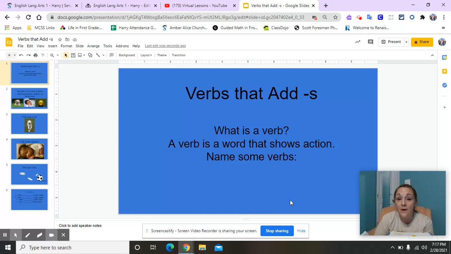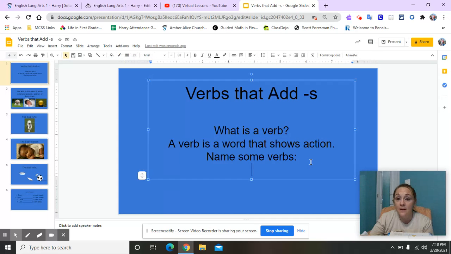Before we get started, though, I want you guys to stop and think about what is a verb. Okay, a verb is a word that shows action. All right, action means it's something that you do, like movement. Your body's moving. We're going to name some verbs. So now I want you guys to stop and think of some verbs. What are verbs? What are some verbs that you know? I'm giving you some think time.